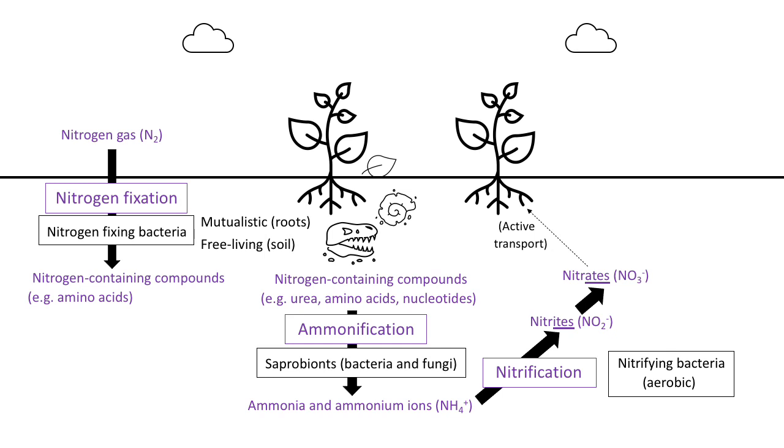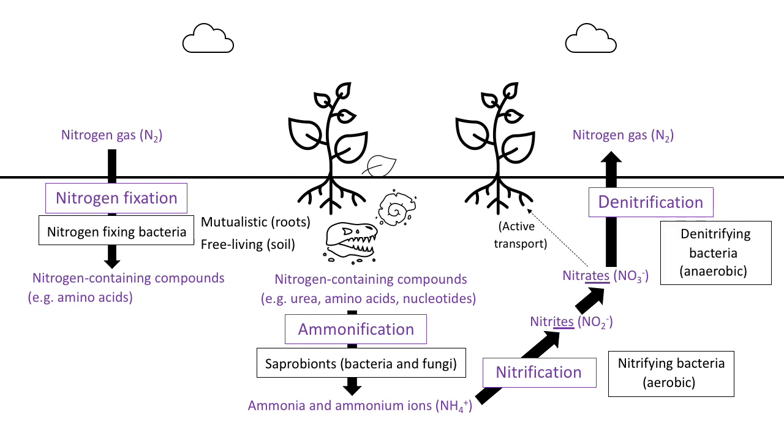And finally, if fields become waterlogged, if oxygen can't access the soil, then this process can occur. And this is when nitrates are converted into nitrogen gas and returns to the atmosphere, carried out by denitrifying bacteria. So they are anaerobic. So their growth is promoted under conditions where there's a lack of oxygen.